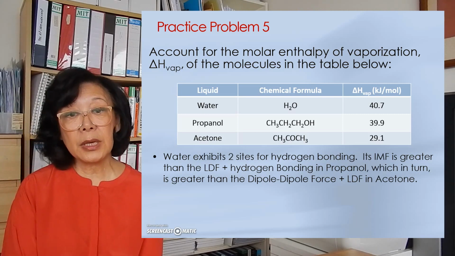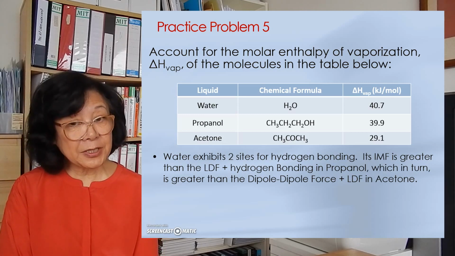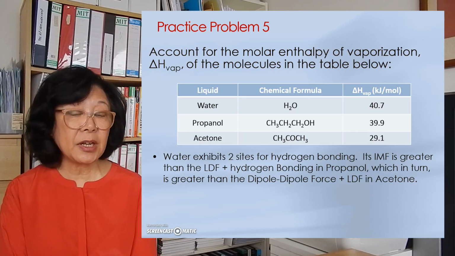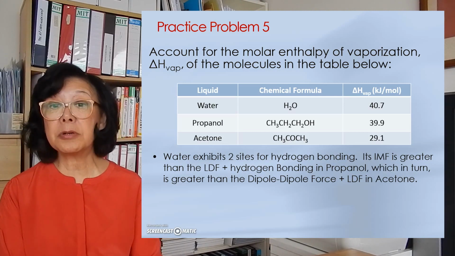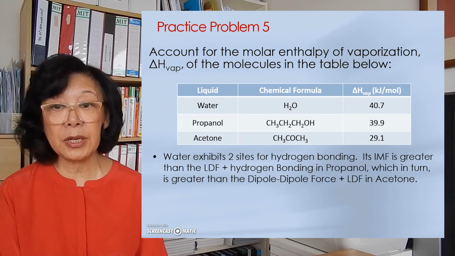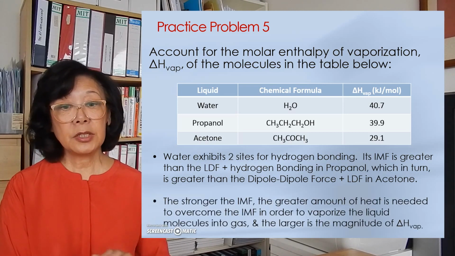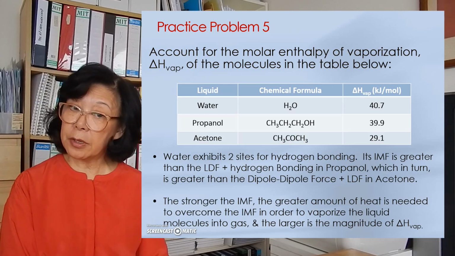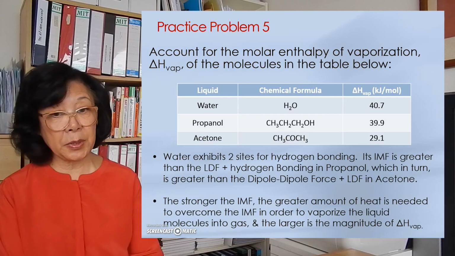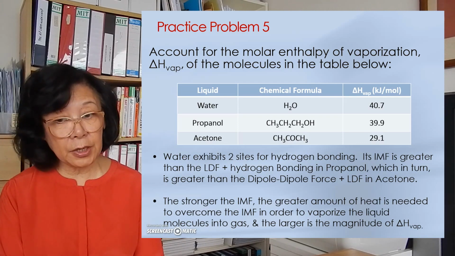Now acetone is a polar molecule with dipole-dipole forces and LDF, but it's weaker than that of propanol because propanol has hydrogen bonding. So acetone would have the lowest molar enthalpy of vaporization, being 29.1 kilojoules per mole. The stronger the IMF, the greater the amount of heat needed to overcome the intermolecular force in order to vaporize the liquid into gas, and the larger is the magnitude of enthalpy of vaporization.